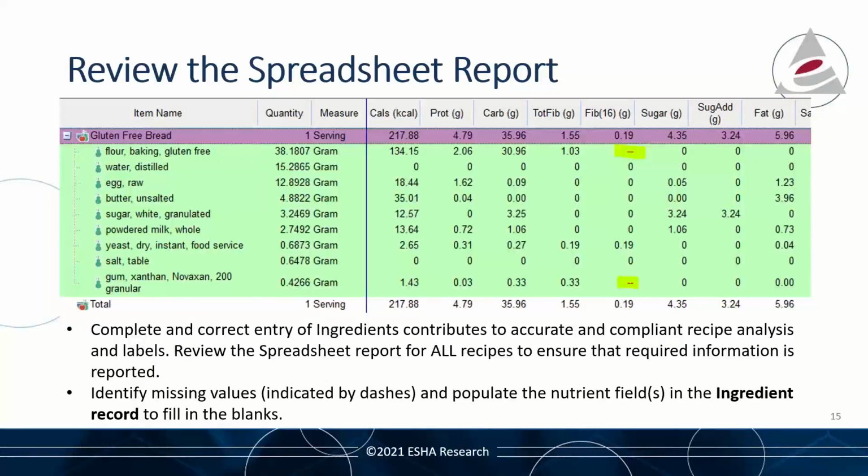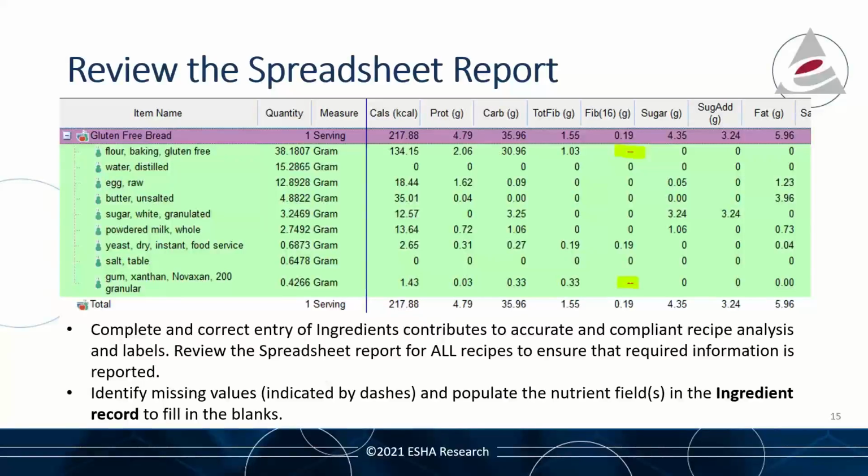And you will hear me say this repeatedly. It is best practice to review the spreadsheet report for all of your recipes. When viewing the check data screen, if you see nutrients that need review, then use the spreadsheet to investigate. The spreadsheet lists each ingredient and its nutritional content, and it also indicates missing values with dashes and override values with red text. So if you see dashes, this tells you where you need to review ingredient records and fill in the blanks in order to report complete and accurate information.